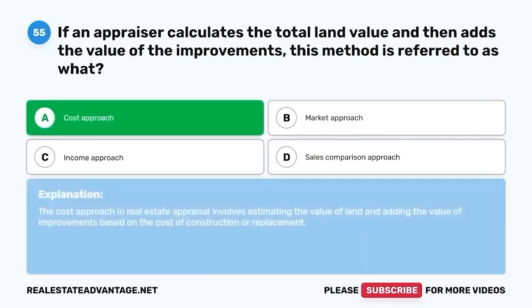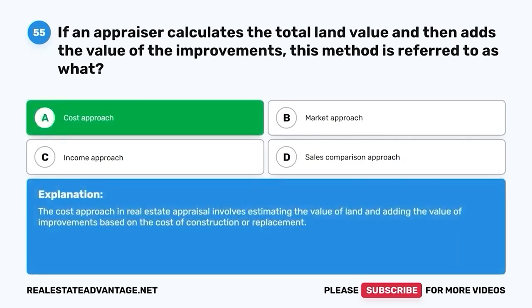Cost approach. The cost approach in real estate appraisal involves estimating the value of land and adding the value of improvements based on the cost of construction or replacement.